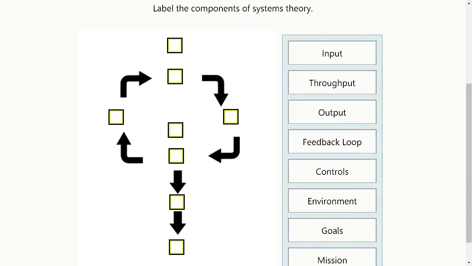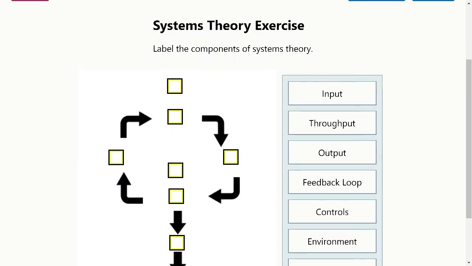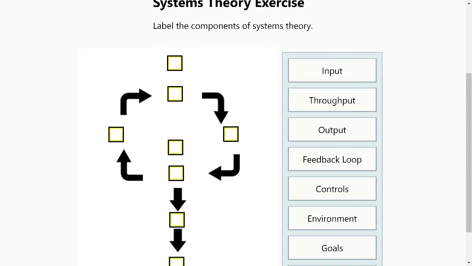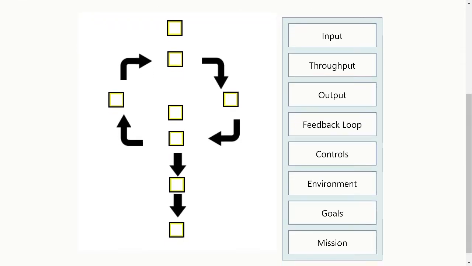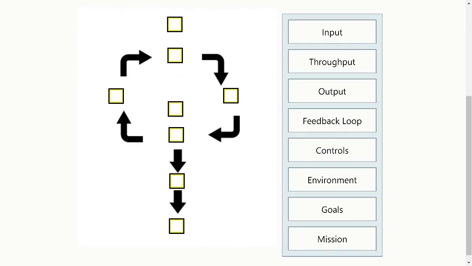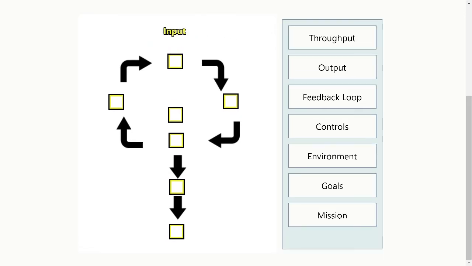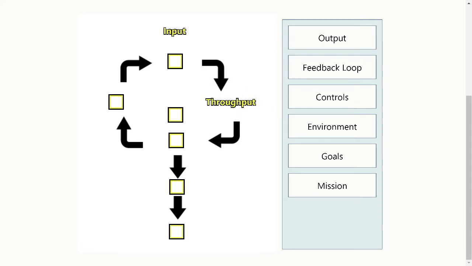Alright, so you're gonna label the components of systems theory. You say this is input? Use the mouse. That right there, the top right on the little side. It's on the right side. This one? I think on this side right here.